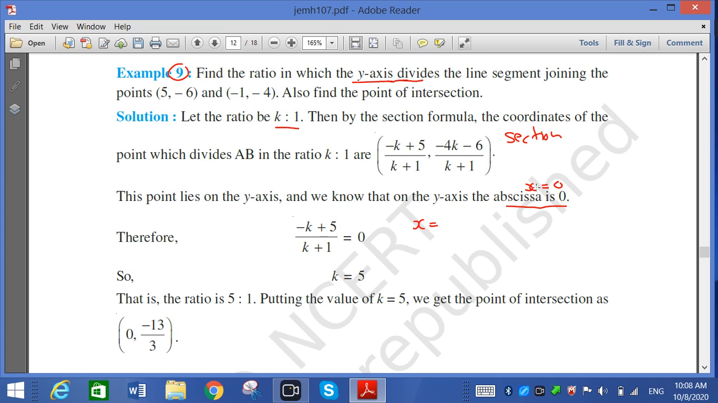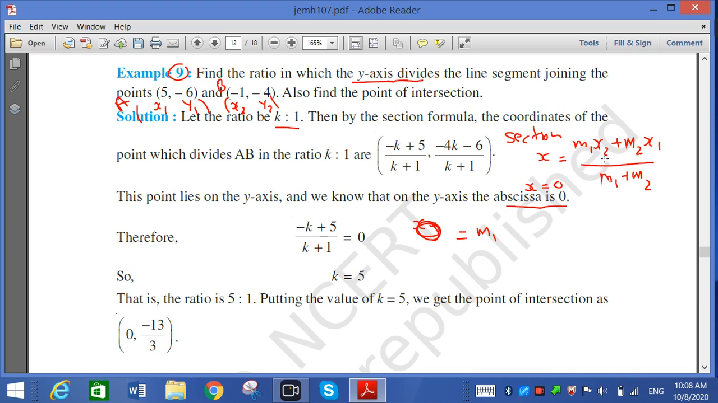X, because x is equal to 0. We know that in the section formula, x is m1 x2 plus m2 x1 upon m1 plus m2. Now the value of x we know is 0. So 0 is equal to, now m1 that I have to find out. I have to write x1, y1, x2, y2 here so you will not make a mistake. Here it is A and here it is B.